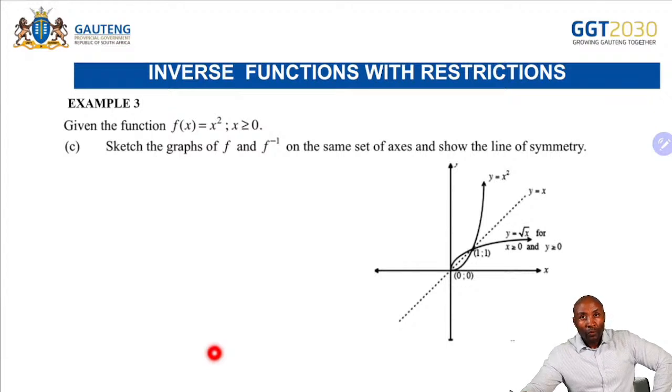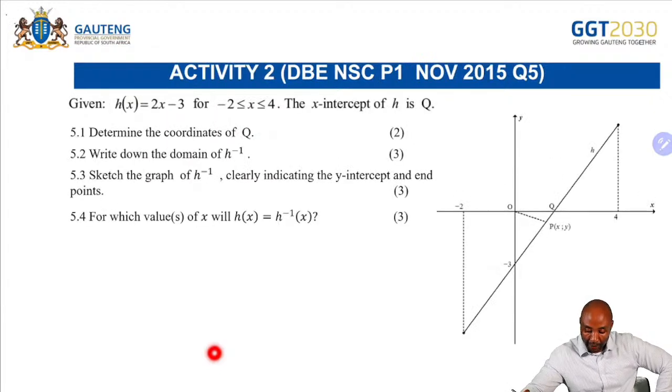Now, we are also going to look at the restricted linear function, and I will give that one to you as an activity. We have done example 3. Let us now look at our activity 2. I will give you 8 minutes to do that activity 2 in 8 minutes.